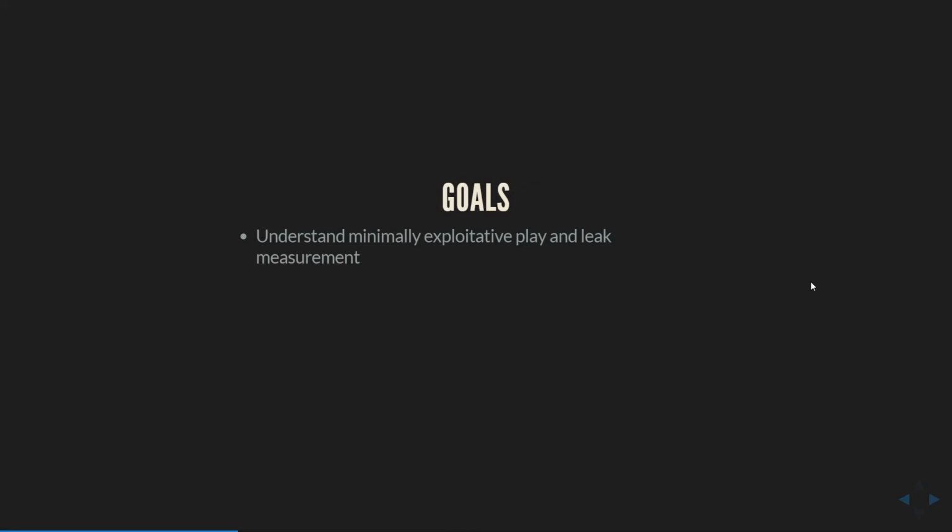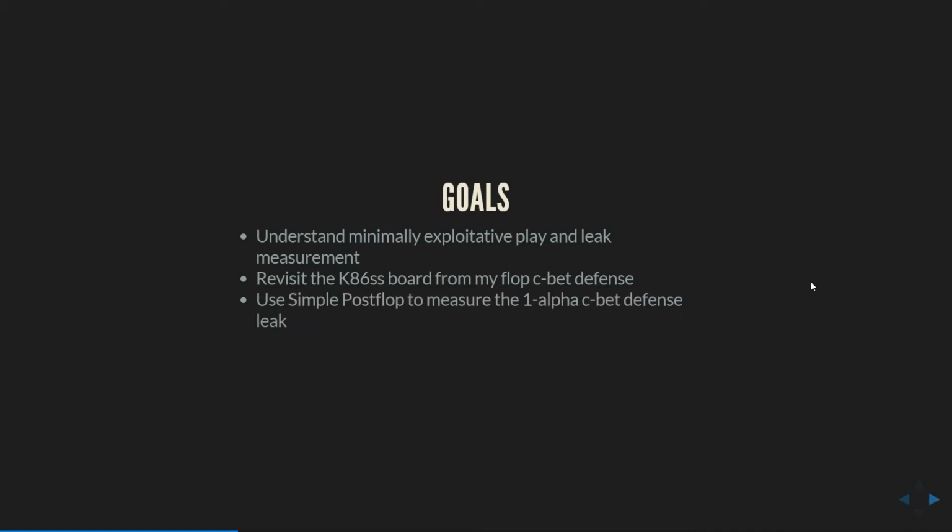The goals of this video are to teach you guys the theory of minimally exploited play and how you can use it to do leak measurement. And then we're going to revisit the King 8-6 two-tone board from my flop Seedbed defense pack and actually use a new software tool I'm going to show you guys called Simple Postflop to measure the magnitude of the leak of a 1 - alpha based Seedbed defense.